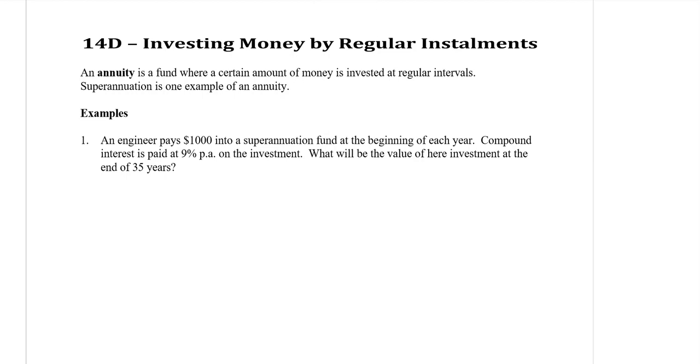Okay, 14D is investing money by regular installments, which could be known as superannuation or an annuity. So it says at the top of the page here, an annuity is a fund where a certain amount of money is invested at regular intervals. Superannuation is the very common example, where you're putting money into an account on a regular basis, saving it all up, it's collecting interest, and when you retire, you'll start to get your payments.